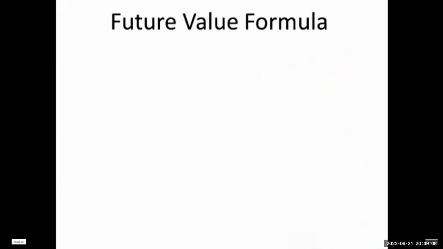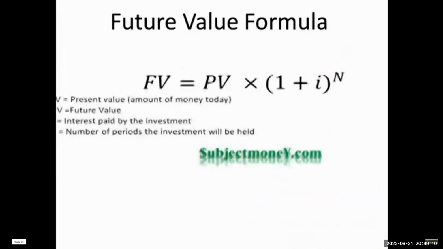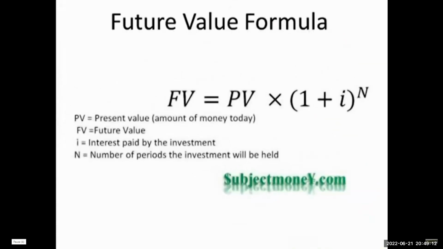Now for the future value formula. There are 3 pieces of information needed to calculate the future value. We need to know the present value, which is the amount of money today, which is represented by PV. We need to know what the interest rate or rate of return investment opportunities are offering. This will be the discount rate when finding present value. And we finally need to know how many periods the investment will be held, represented by N.